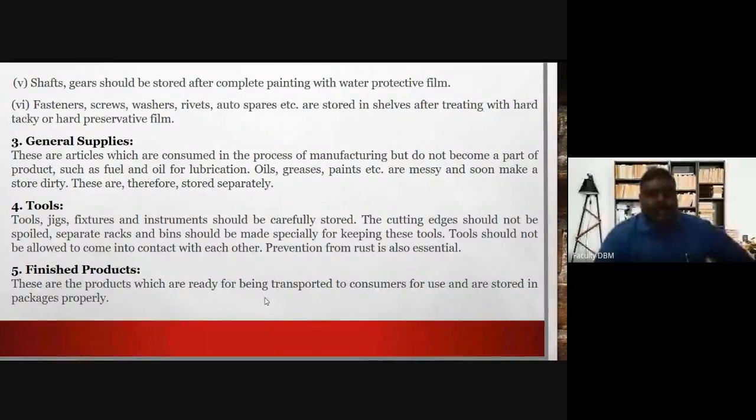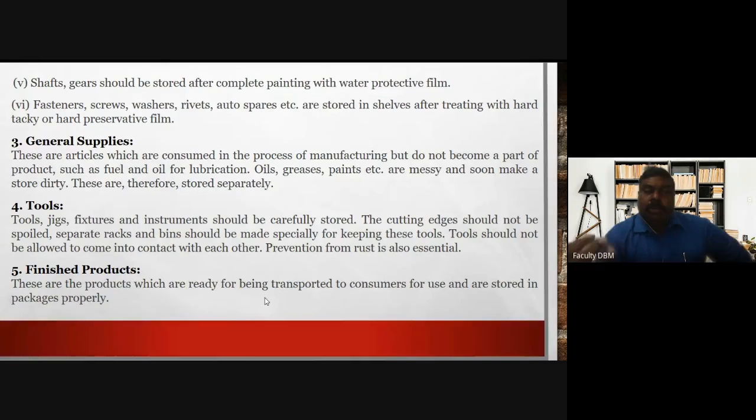Tools, jigs, fixtures, and instruments should be carefully stored and the cutting edges should not be spoiled. Separate racks and bins should be made specially for keeping these tools. Tools should not be allowed to come into contact with each other. Preservation from rust is also essential, and they are not allowed to get rusty. So these tools should be kept in separate bins, so that they do not come in contact with one another and get damaged.